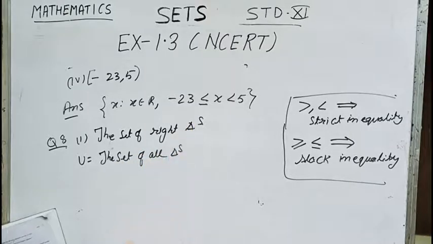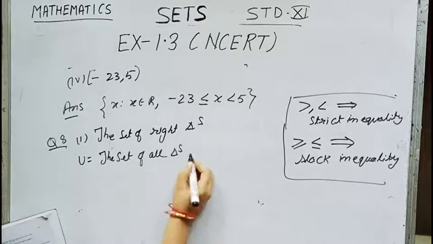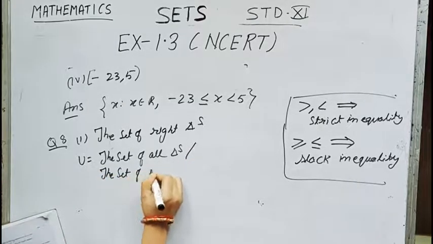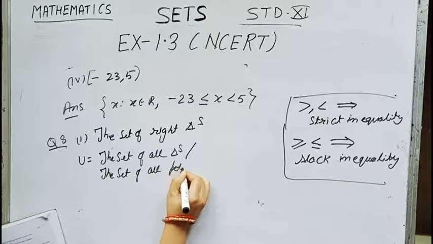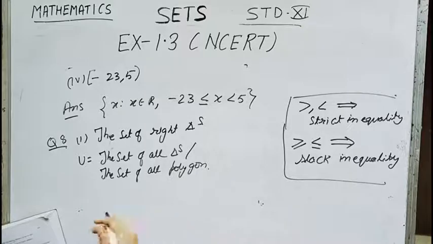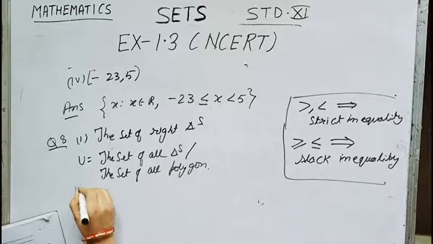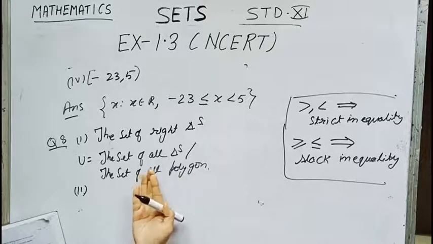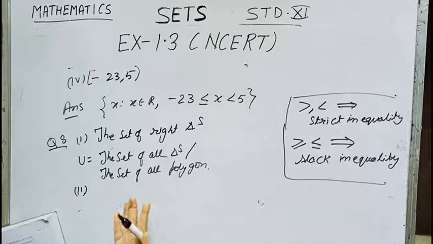Obviously all triangles include the set of the right triangles. We can also write this as the set of all polygons, because polygon is a closed figure and triangle also is a closed figure, and one or two more you can form. Now number 2 is the set of isosceles triangles. Same you can make for this isosceles triangles also, that is set of all triangles and set of all polygons.